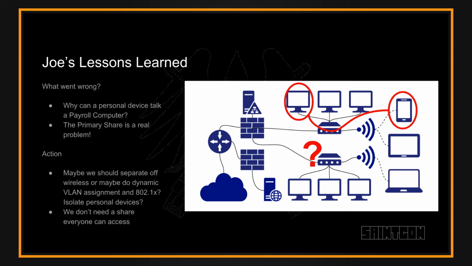So maybe we should separate all wireless and maybe do some dynamic VLAN assignment in 802.1x. Yes, Joe, you're big enough for 802.1x. It's okay. We can live with that. And then we can isolate off some personal devices. We don't need to share, and we really don't need to share that everyone can access.